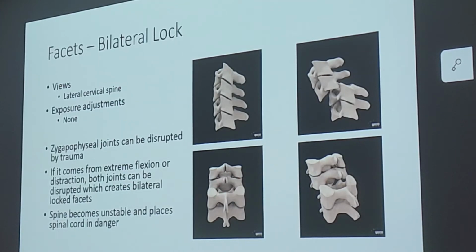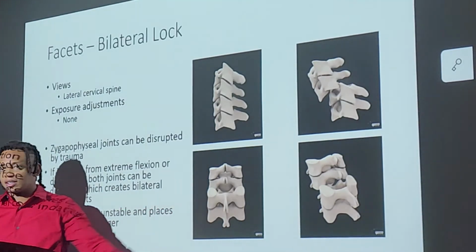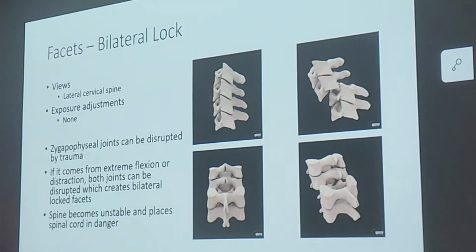By the way, this bottom one, what view is this? This is the AP view. No, it's from the side, the lateral view. It's a PA. The bottom one is PA. How do you know it's PA? The spinous process. Always look at the spinous process. It tells you everything you need to know about how the body is oriented.